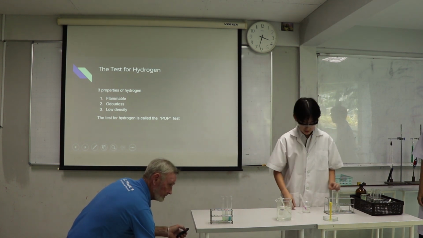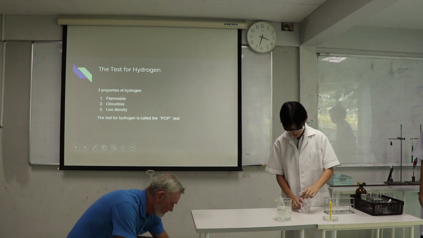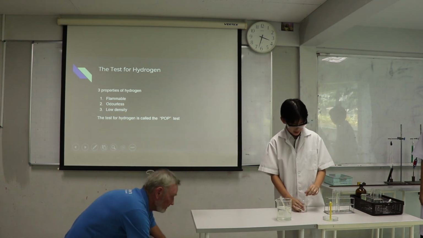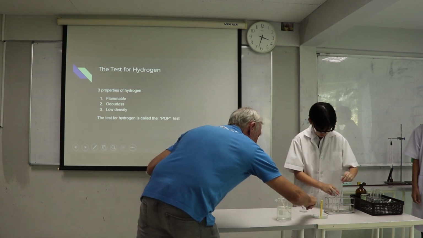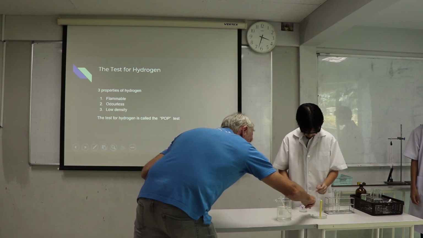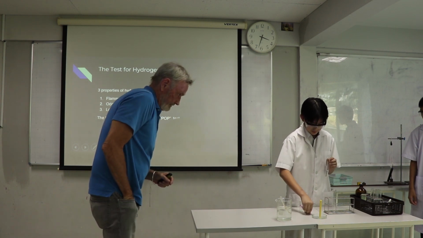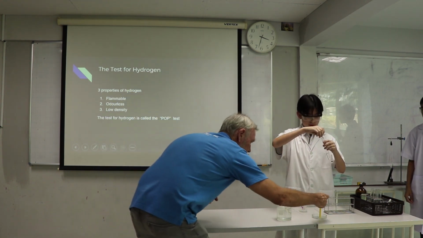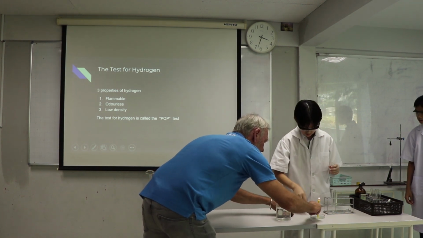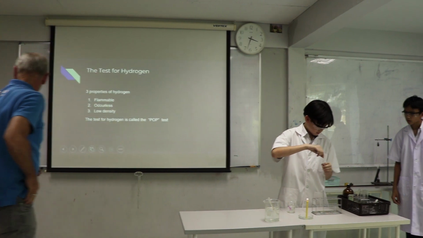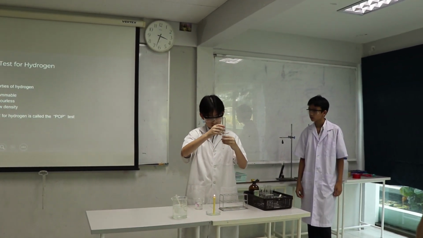This test will be called the pop test because it will make a popping noise at the end of the test. First, I'll put sulfuric acid into this test tube. Next, I will be putting this magnesium ribbon into this sulfuric acid, and it will make a chemical reaction. I will be trapping the hydrogen that it is going to make.